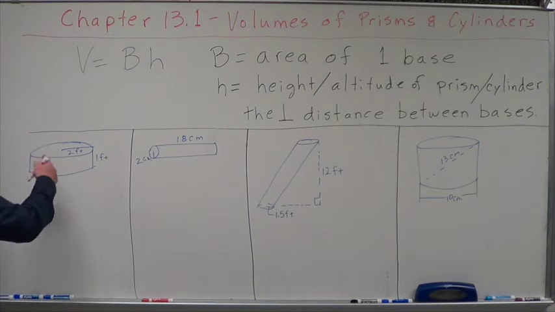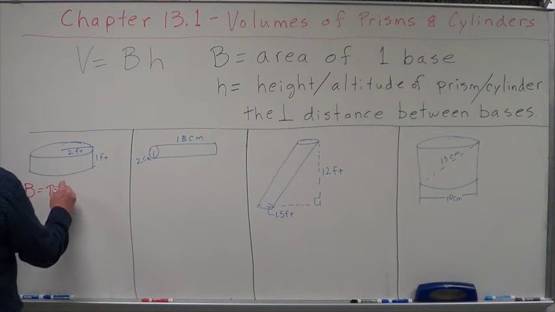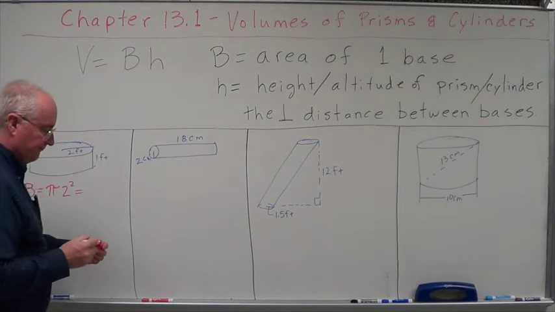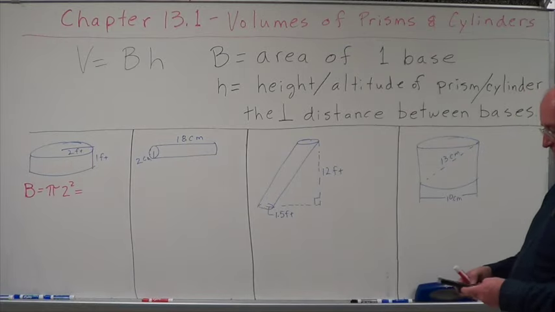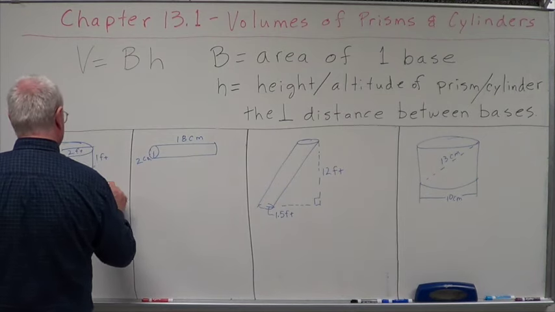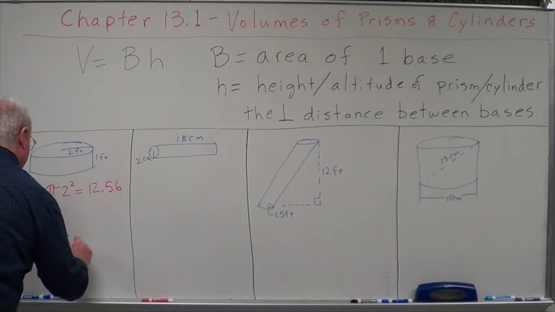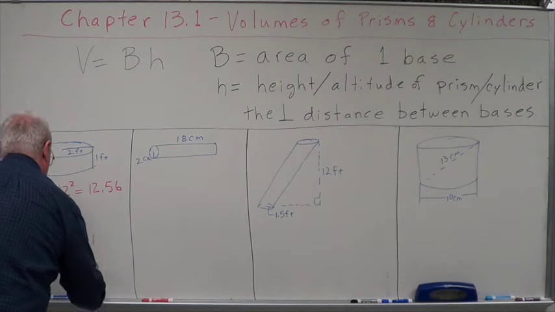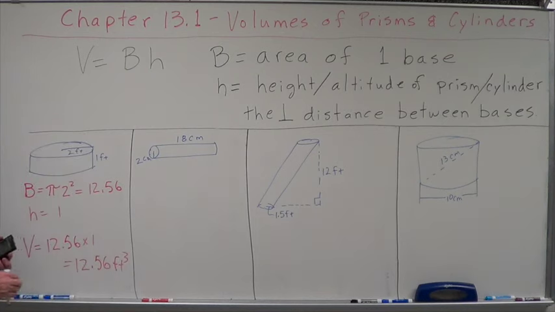1 foot. So we need to find the base. That's pi times 2 squared equals 4 times pi. So 4 times pi equals 12.56. Okay, the height equals 1, so we're looking at the volume equaling 12.56 times 1 equals 12.56 feet cubed. Okay? Alright, so that's what we're looking at there.